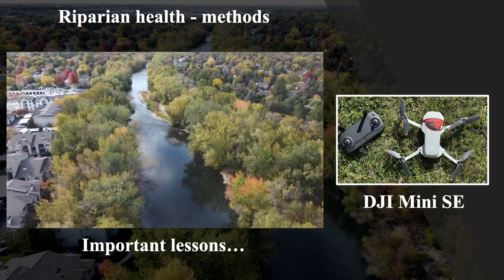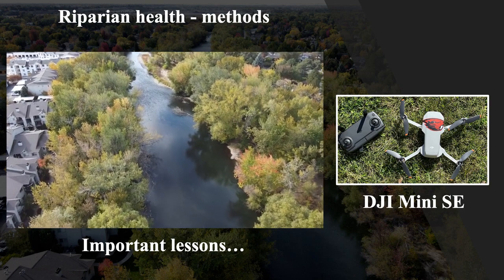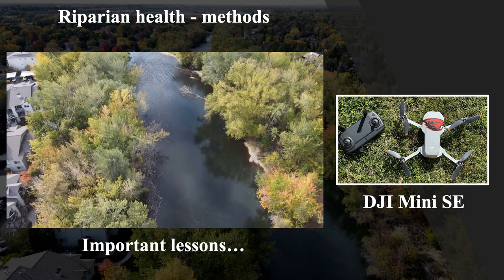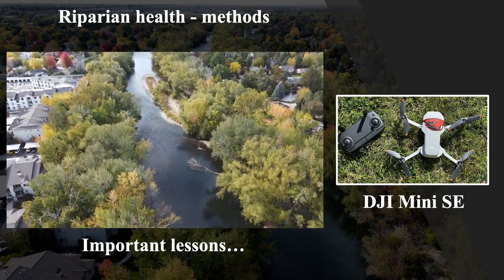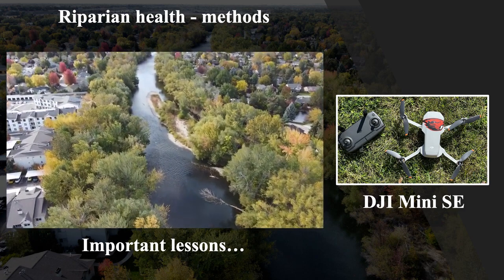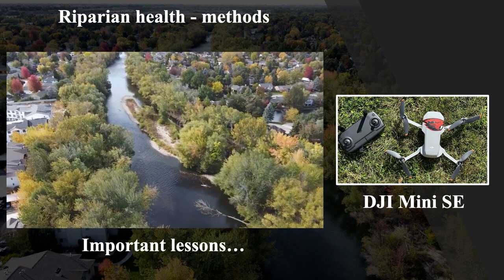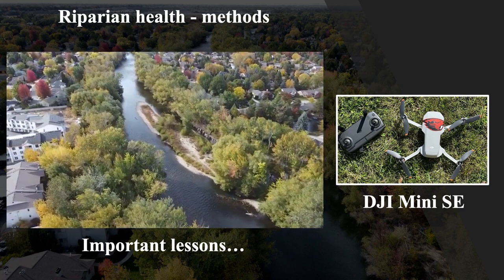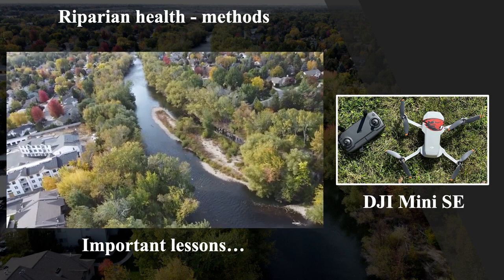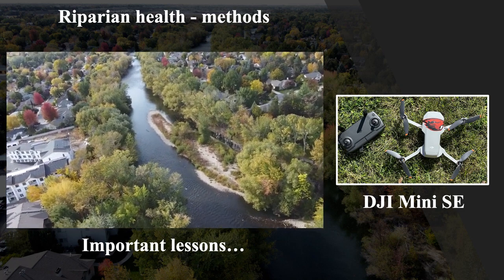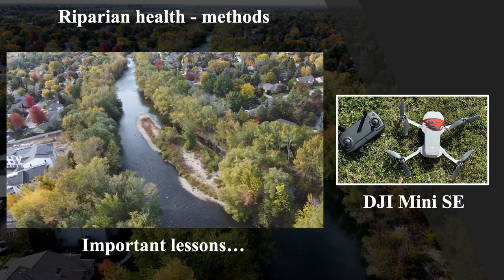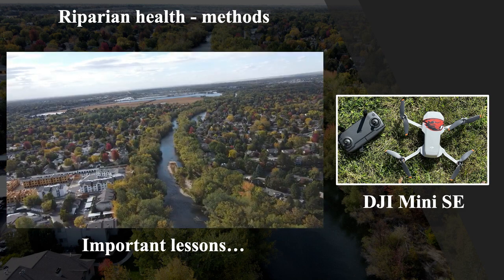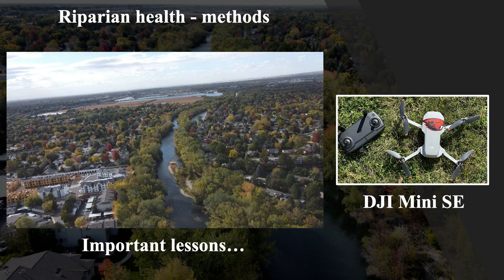Riparian buffer assessments were conducted for the Deschutes River, the Boise River, and the Gallatin River in October of 2021. An uncrewed aerial vehicle, a UAV, was used to measure buffer widths, assess riparian vegetation health, and examine surrounding land uses. The UAV used for these analyses was the DJI Mini SE. The DJI Mini SE weighs less than 249 grams and folds to a size of 138 millimeters by 81 millimeters. Makes for really easy transport.